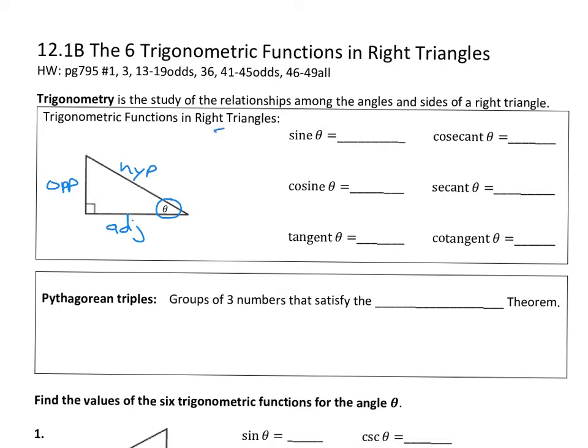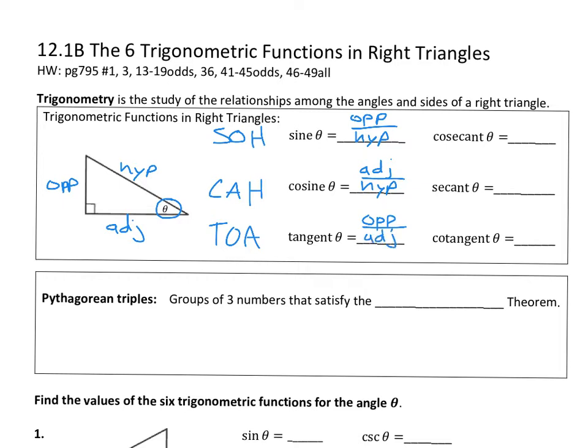And we learned SOHCAHTOA. So what that meant is sine of an angle equals the ratio of the opposite side divided by the hypotenuse. The cosine of an angle is the fraction made by the adjacent side divided by the hypotenuse. And the tangent is equal to the opposite divided by the adjacent side.